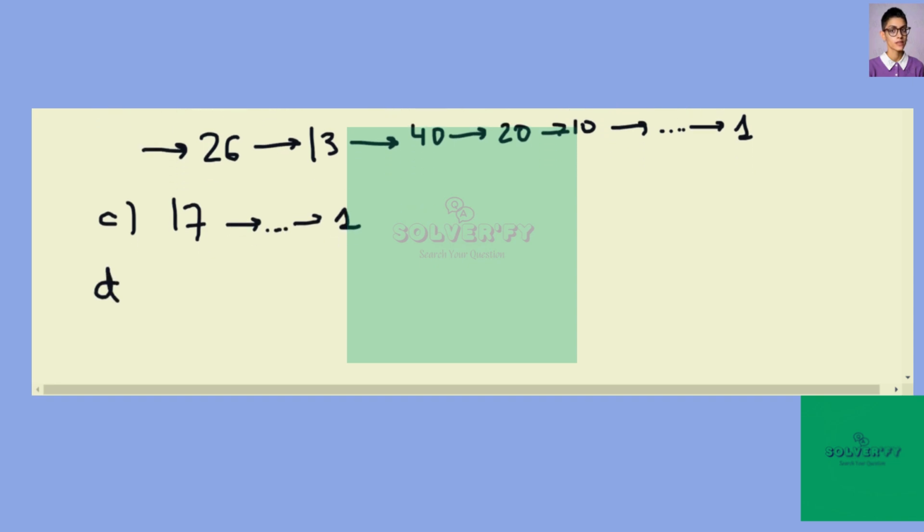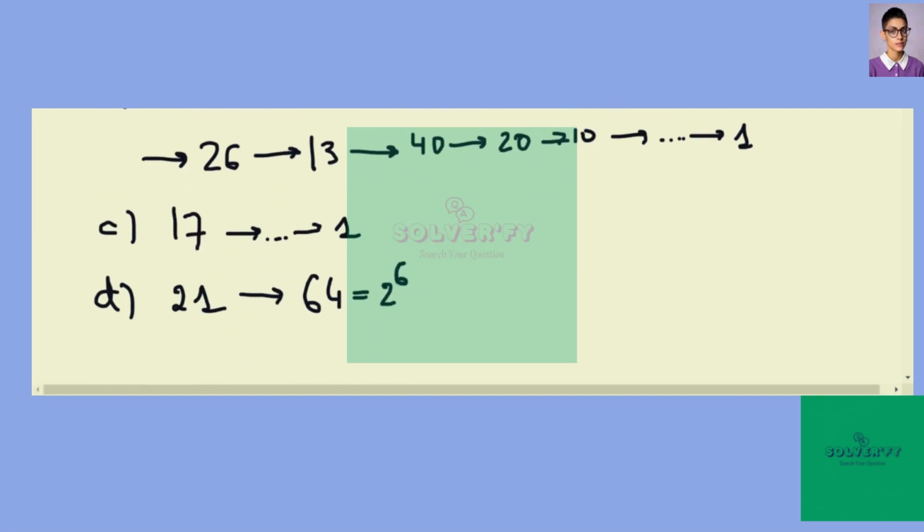And then for question D, you have 21, which is odd, times 3, 63, plus 1, 64. And 64 is 2 to the power 6. And generally it's quite useful to know the different powers of 2. And as I've said before, 2 to the power of n necessarily leads you to 1.